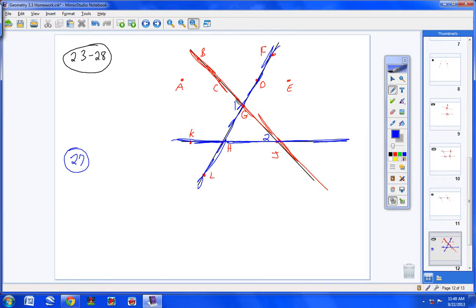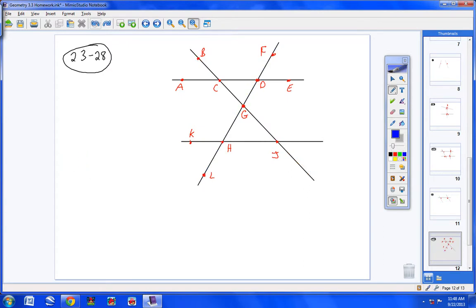Notice angle 1 is above the blue line, and angle 2 is above the blue line, so they're both above the blue lines, and they're both to the left side of the transversal. When that happens, we call that corresponding angles. So number 27 would be corresponding angles.